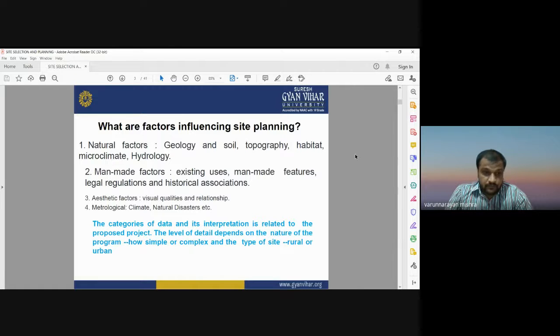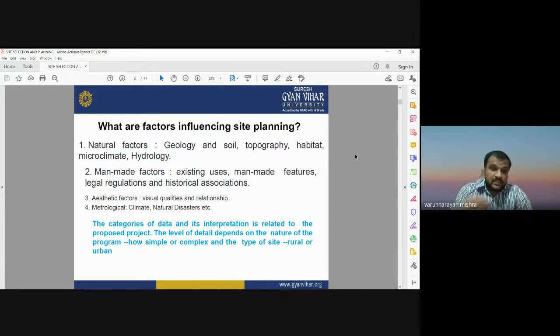The third one is aesthetic factors. We should also take care of the aesthetic factors, the visual qualities, and the relationship with nearby natural components or the natural environment. Meteorological factors also affect the selection of a site. They include the climatic conditions and historical information about natural disasters. So the categories of data and their interpretation are related to the proposed project.